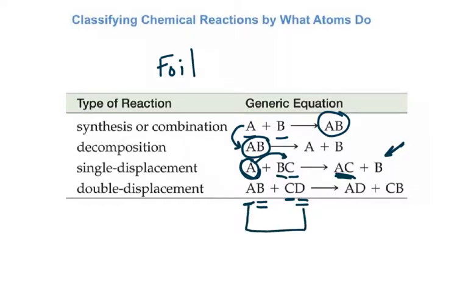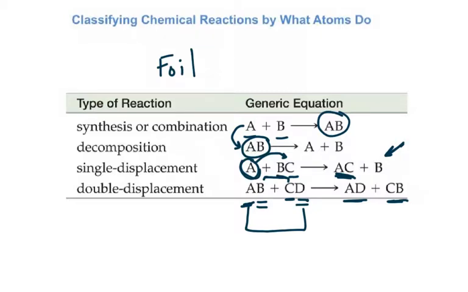So notice that A and D get together, this boy and this girl get together and form this new couple. And then notice in FOIL, the outers get together and the inners get together. Notice that B and C get together. Now, we'll talk about why C is written before B. When B and C get together, C is written before B. That has to do with metals and nonmetals.